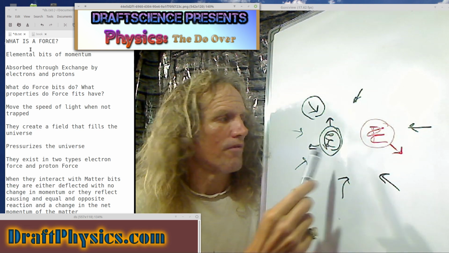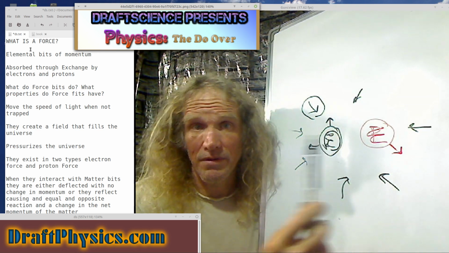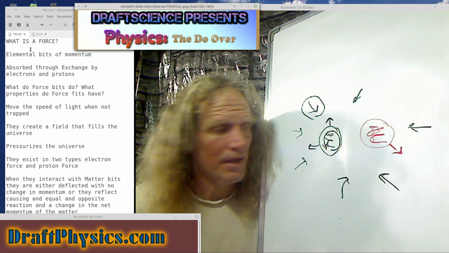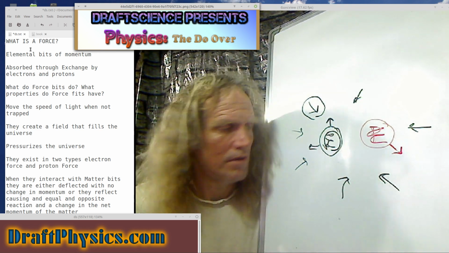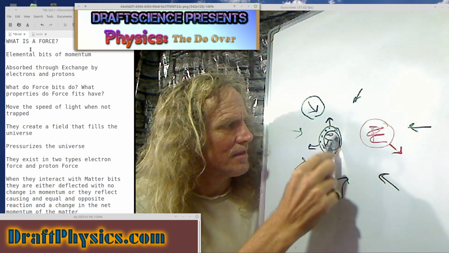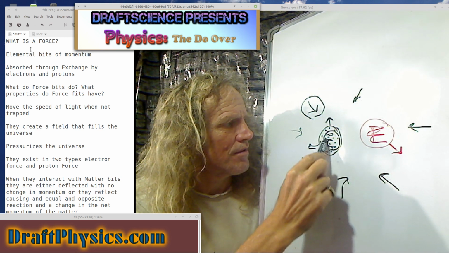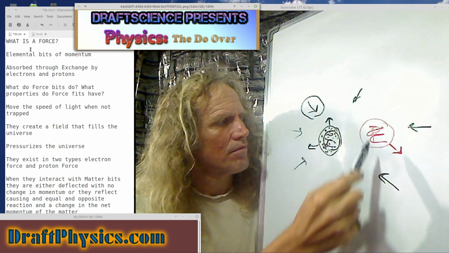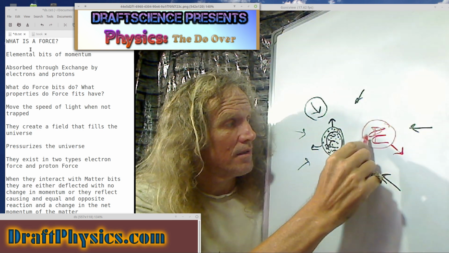So the more force there is on one side, the more photons you hit something with, the more it will move in the direction you're hitting it with the energy. And it'll just move a lot slower because it has to carry whatever extra stuff is in here going around in circles. So electrons and protons are essentially little reservoirs of these little force bits.